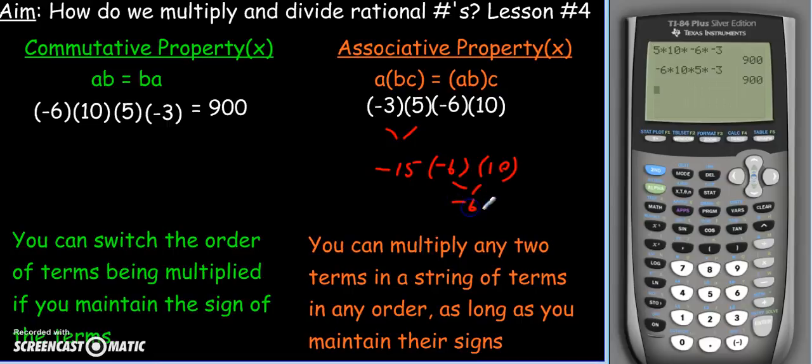That's negative 60 times negative 15. And if we multiply those, negative 15 times negative 60 should be 900. Two negatives make a positive. So that's 900. So I didn't do these in the direct order that's here.